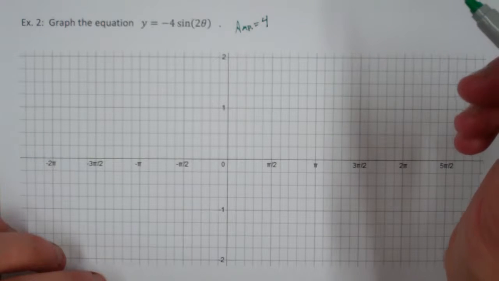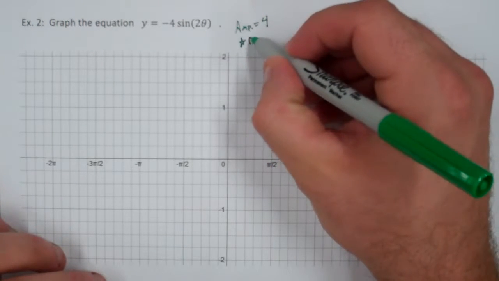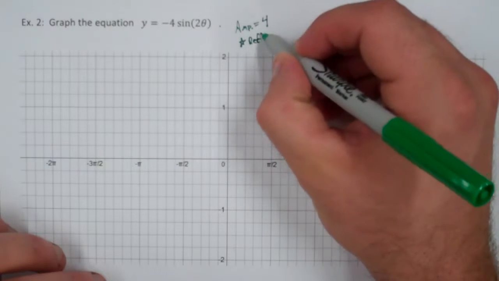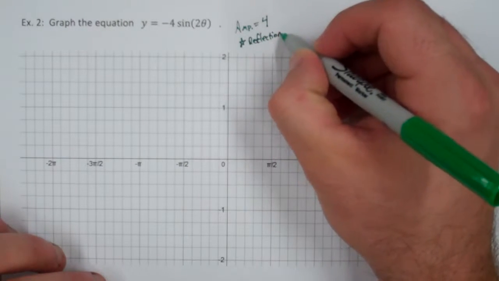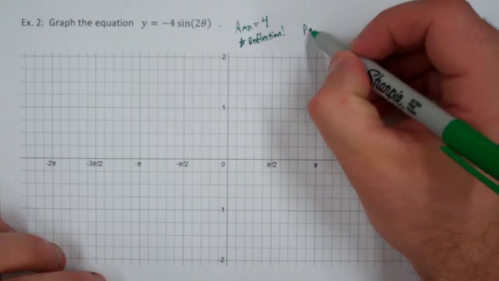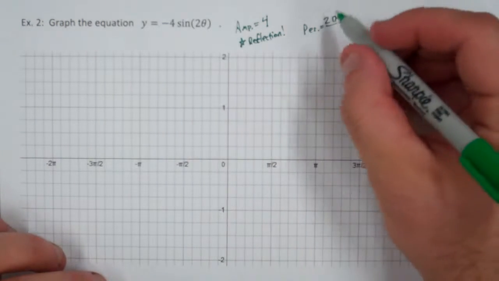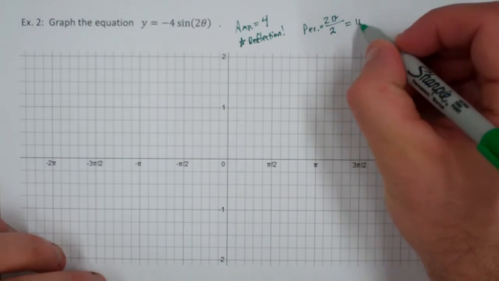Remember that the amplitude is always going to be positive. We need to put a little note here though that there is a reflection. This will be a reflection over the x-axis. We can also figure out the period, so we know that the period is 2 pi over k. K in this case is 2. So the period is pi.